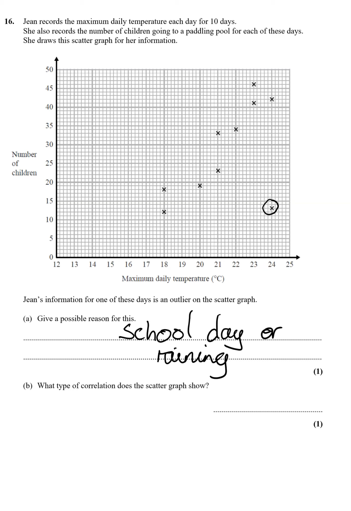What type of correlation does the scatter graph show? Well, they're both increasing, so it is positive.